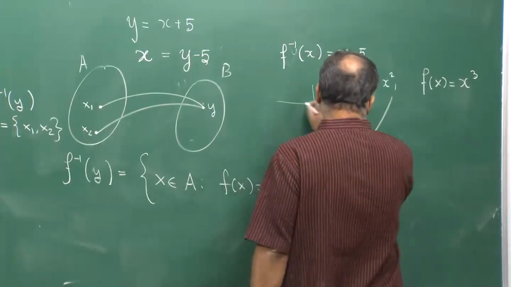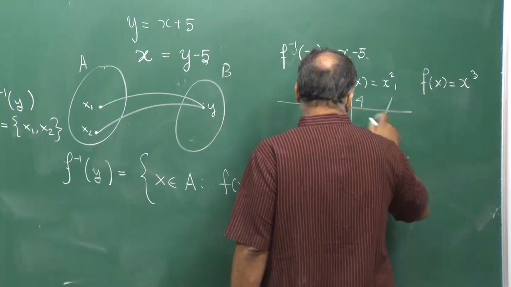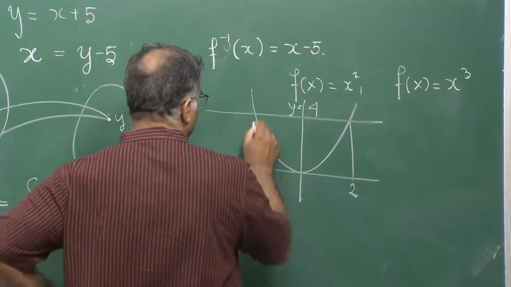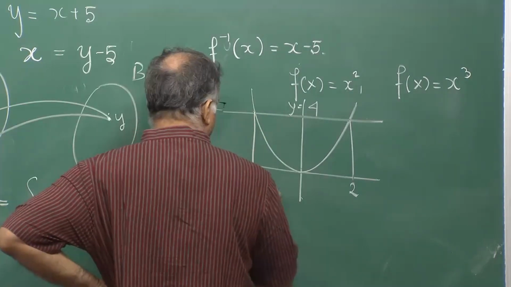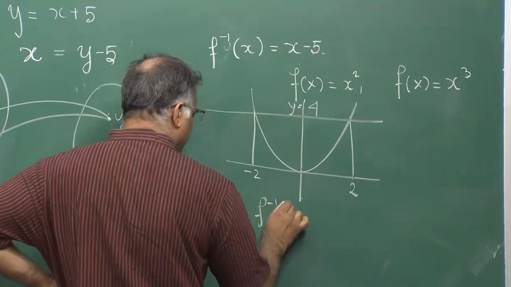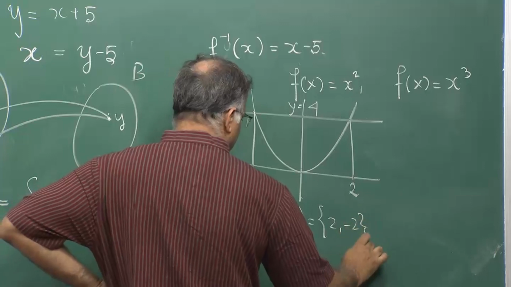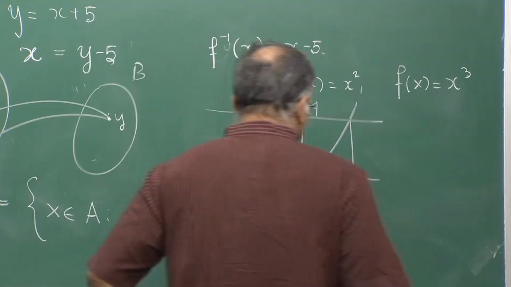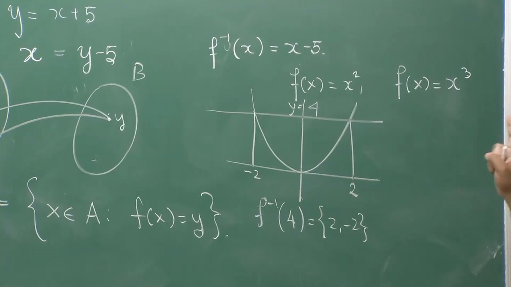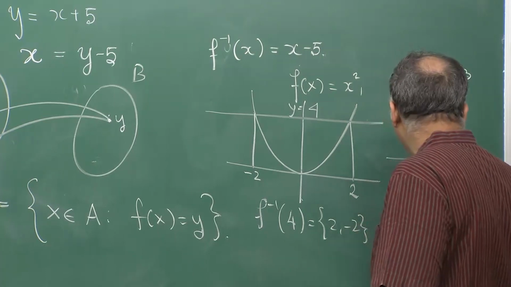For example, take the number 4, y equal to 4. Y equal to 4 is achieved by two numbers, 2 and minus 2. The square of minus 2 is 4, square of 2 is 4. So, in this case, f inverse of 4 is the set {2, minus 2}. So, the function x square does not have an inverse, but f(x) equal to x cube does have an inverse.